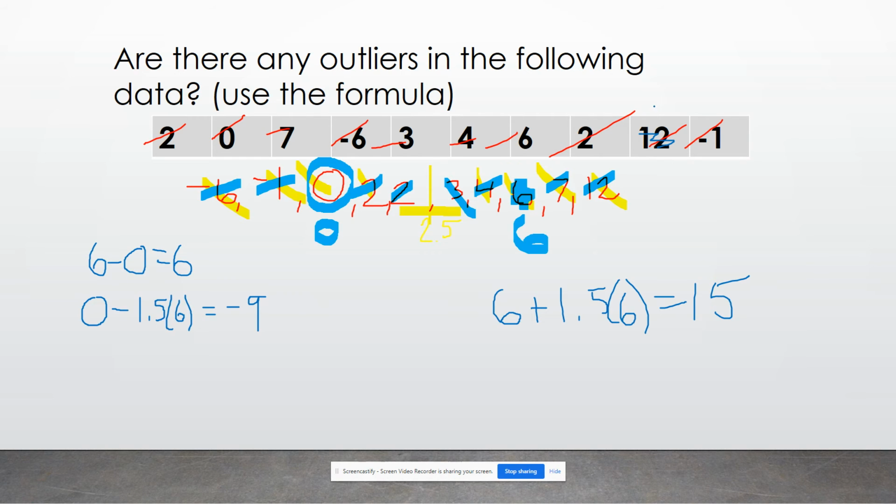What if I change this now? So let's not make this 12. Let's make this 22. If I made this number right here 22, would any of the other numbers change? No. All of the other math would be the same. But now, if my Q3 plus 1.5 times the IQR is 15, 22 is bigger than 15, so that 22 would be an outlier.